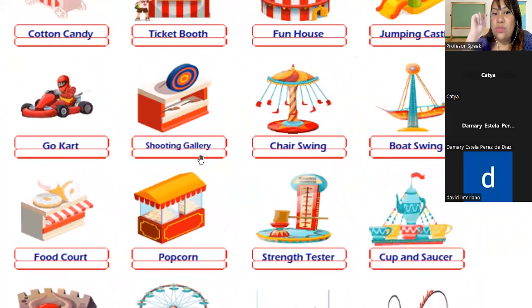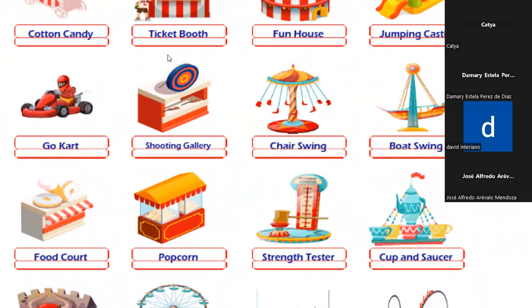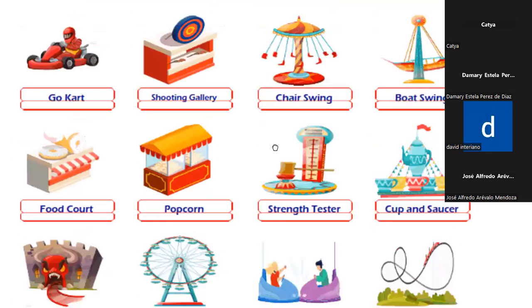Como el de dardos, shooting gallery. Okay. ¿Y qué me decía David? No chair wins. Chair wins. Then we have the boat swing. Boat swing. Okay. Then we have the food court. You know what is a food court, right?